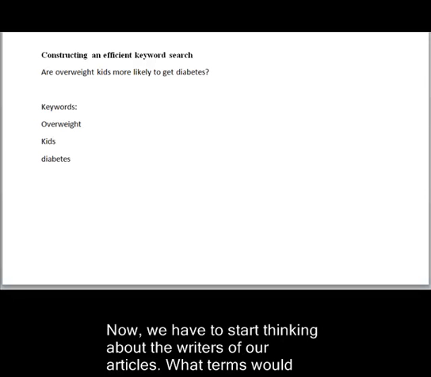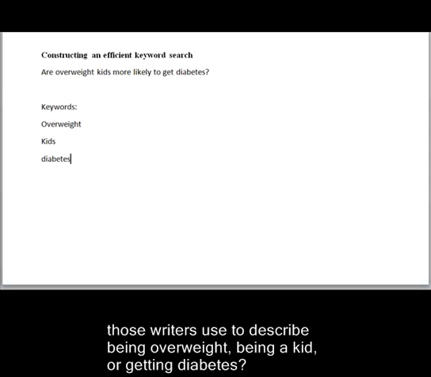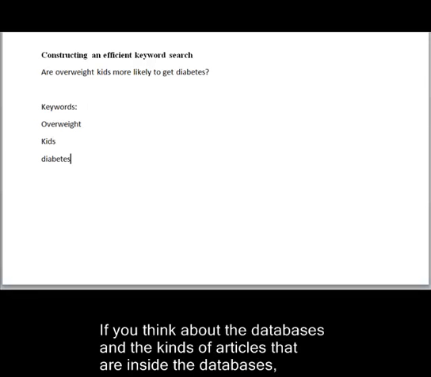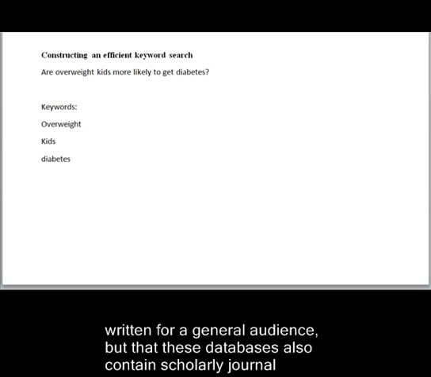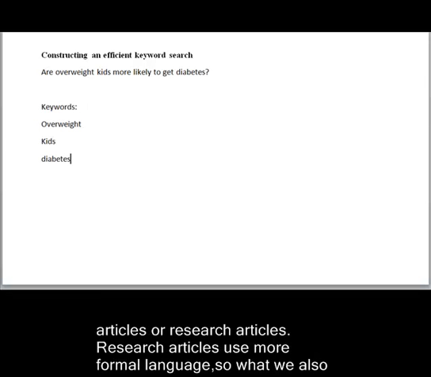Now, we have to start thinking about the writers of our articles. What terms would those writers use to describe being overweight, being a kid, or getting diabetes? If you think about the databases and the kind of articles that are inside the databases, we know that they include newspaper and magazine articles, which are popular, which are written for a general audience, but that these databases also contain scholarly journal articles or research articles.